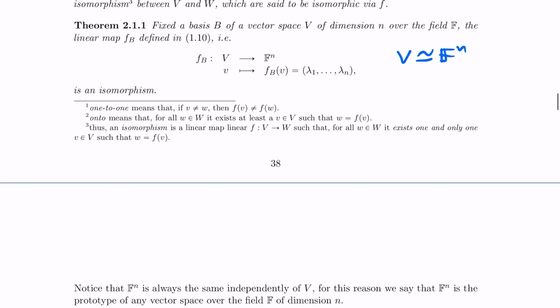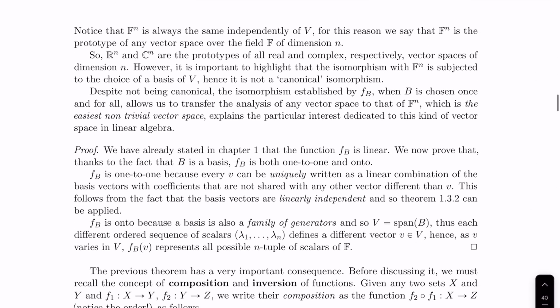What is fundamental is to underline that F^n is always the same vector space independently of V. For this reason, F^n is said to be the prototype of every vector space over the field F of dimension n. So, in particular, given a vector space of dimension n, if this vector space is real, then it is isomorphic to R^n. If it is complex, then it is isomorphic to C^n.